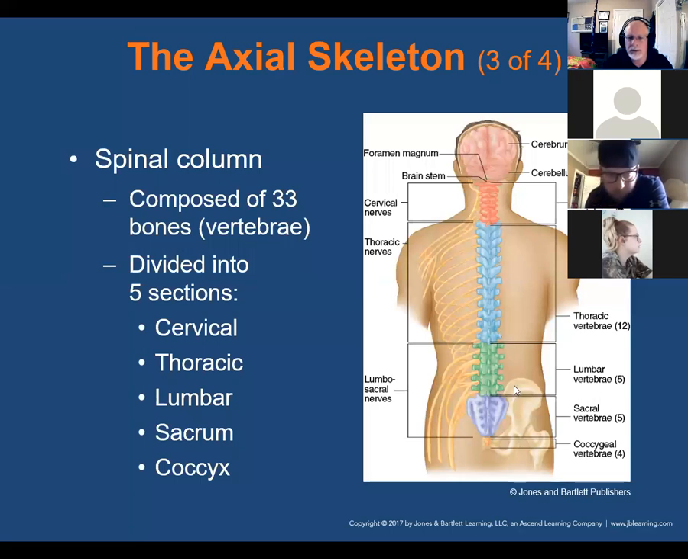So, and then lumbar vertebra, have 5 of them. They're in the lower back. All right, and then the sacrum, and then the coccyx.